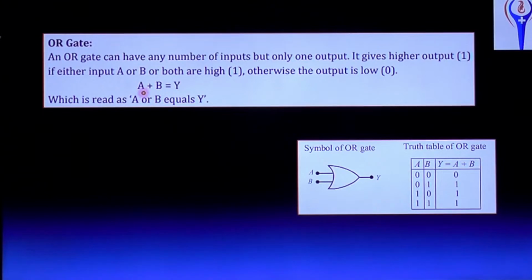The formula for the OR gate is A OR with B. A plus B equal to Y, it should be read as A OR with B equal to Y. And this is the circuit symbol for the OR gate. And this is the truth table.